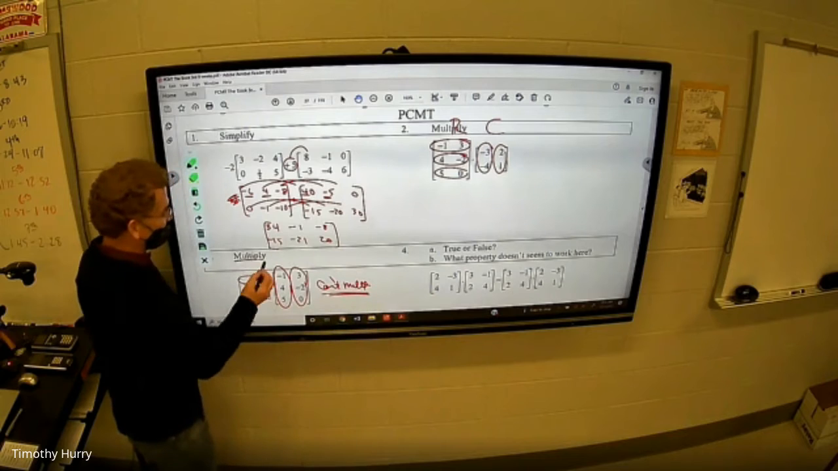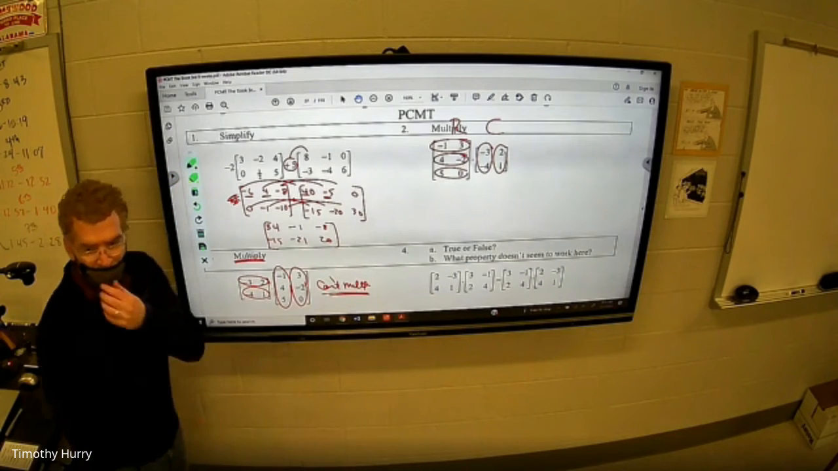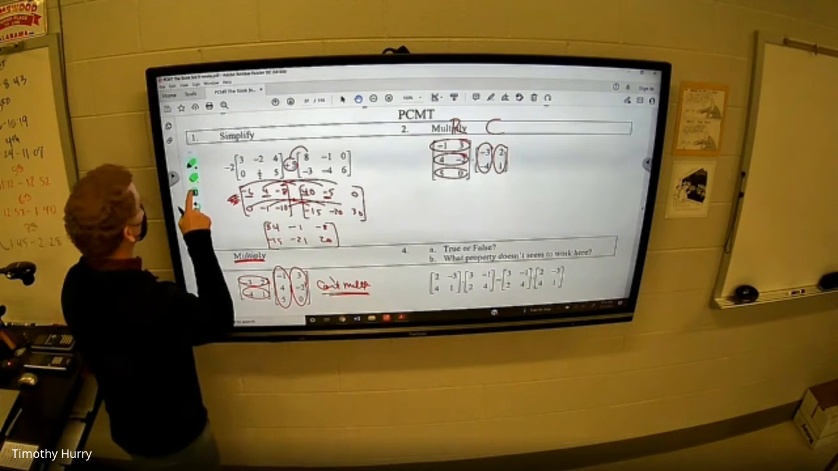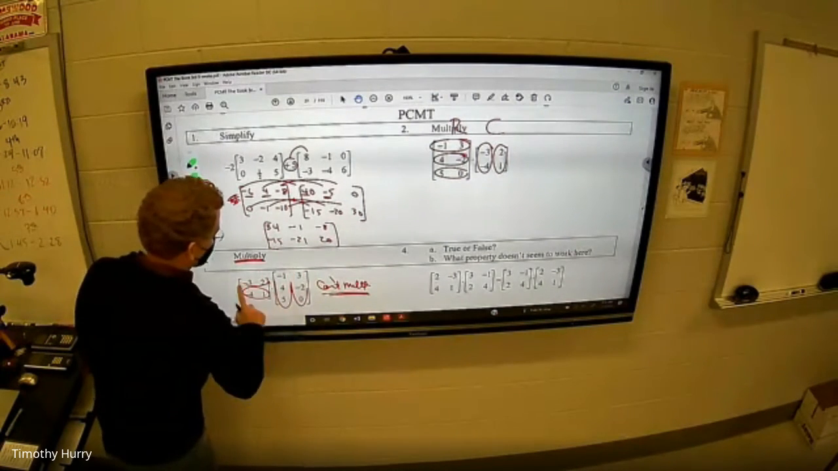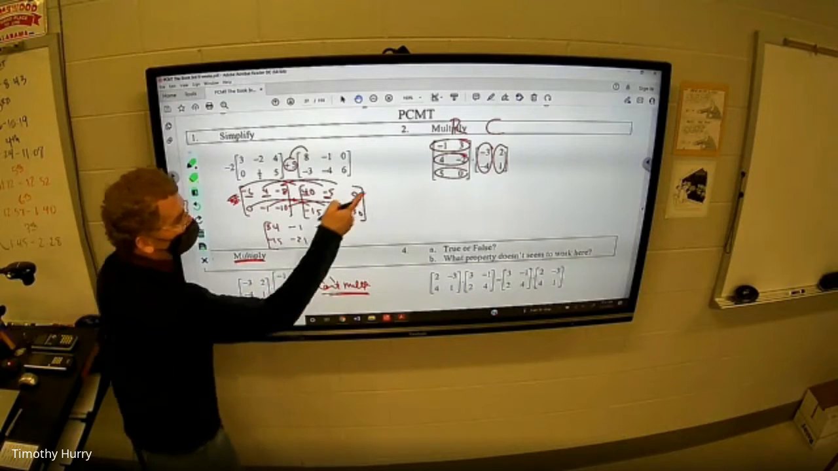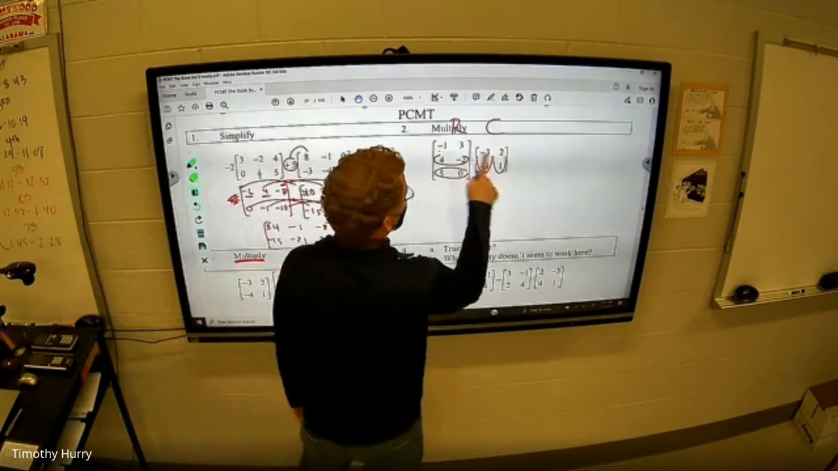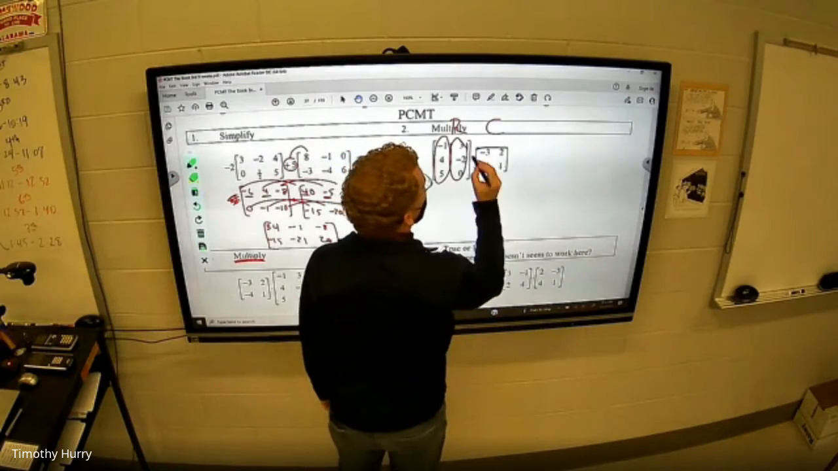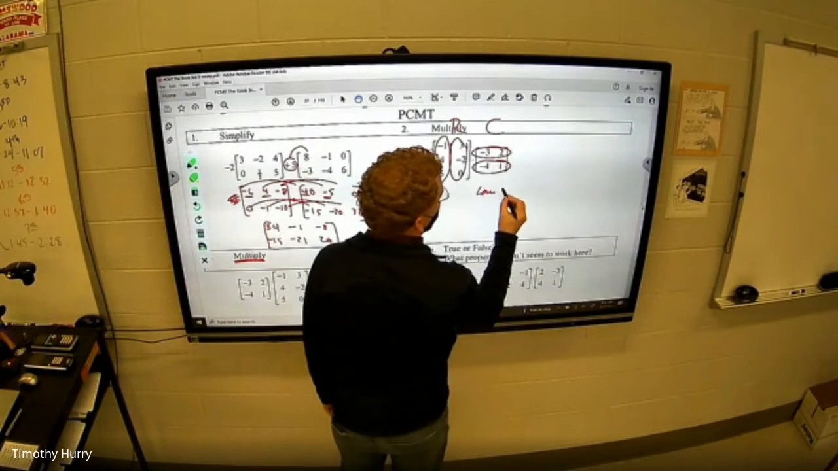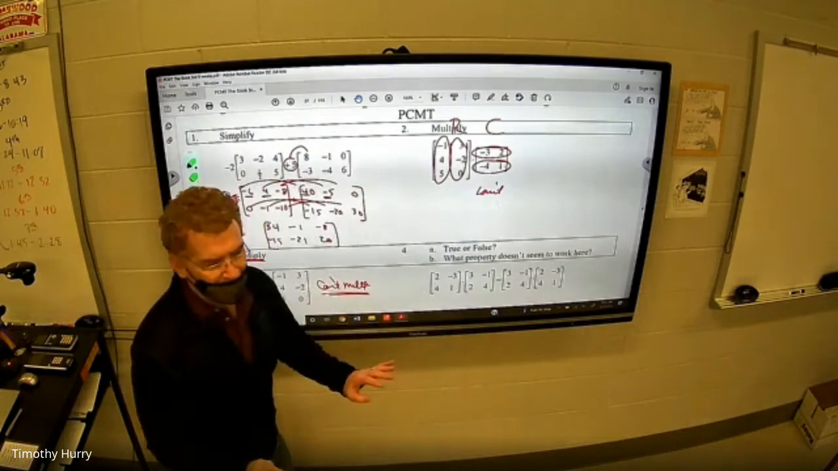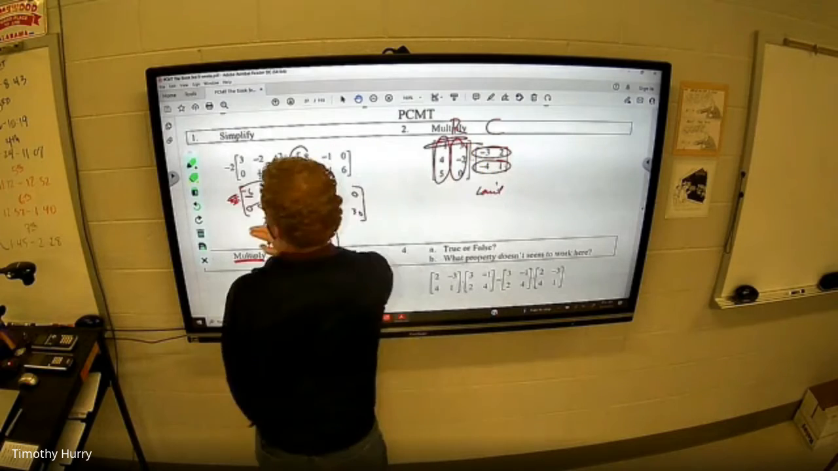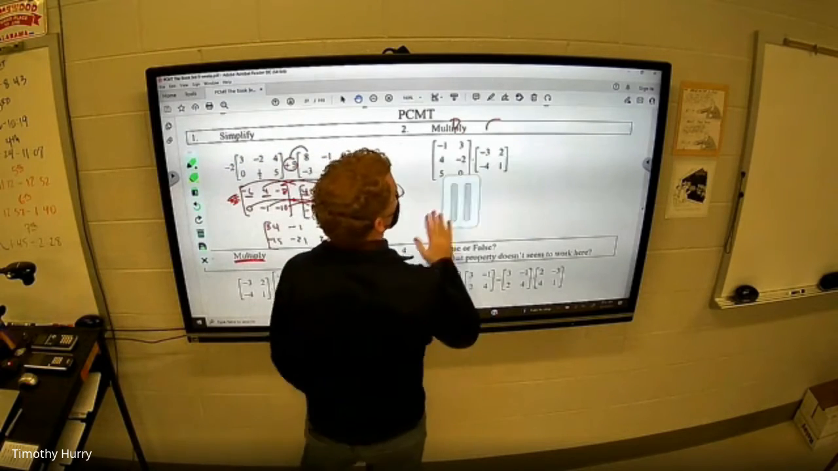So if it says multiply, just say I can't. But make sure you can, right? Every year I have somebody do this. I'll give them one that they can multiply like this, and they come in here and they go, oh, don't match, can't multiply, right? Don't do that. It's not columns, rows, it's rows, columns. So let's just say that I circle my rows and my columns.